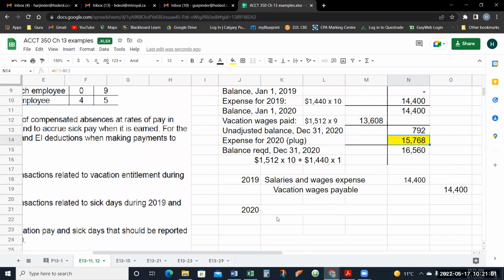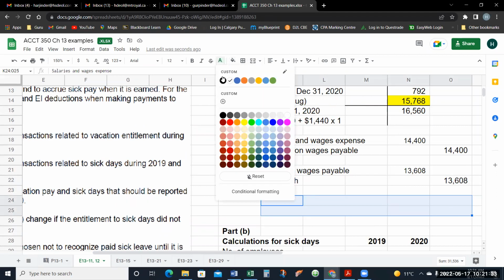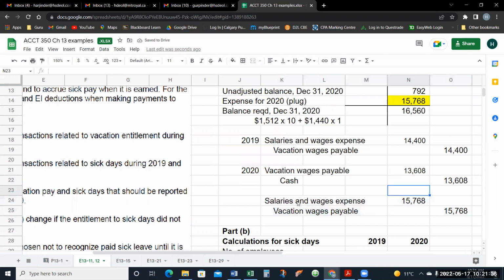So what's our journal entry going to look like here? We are going to debit vacation wages payable for the amount that we paid, 13,608, credit cash, just to keep things simple. And then we're going to credit the vacation wages payable liability and debit salaries and wages expense for $15,768. Now, you could possibly have combined the entry here as well, just a little bit more difficult for people to follow, but doable certainly.